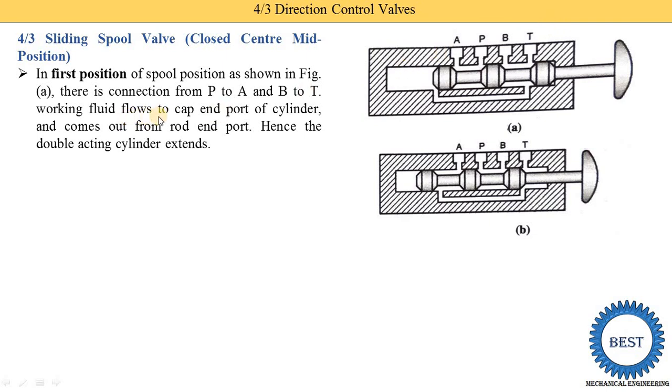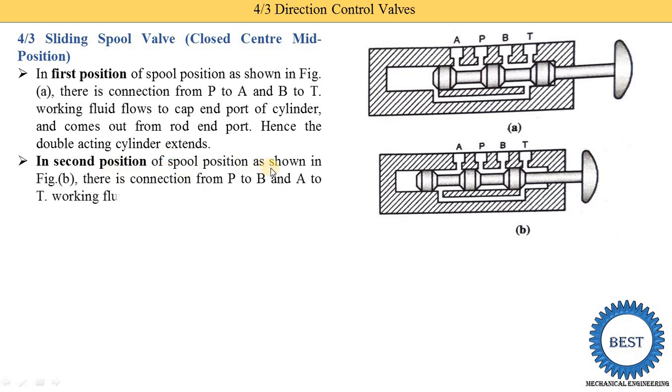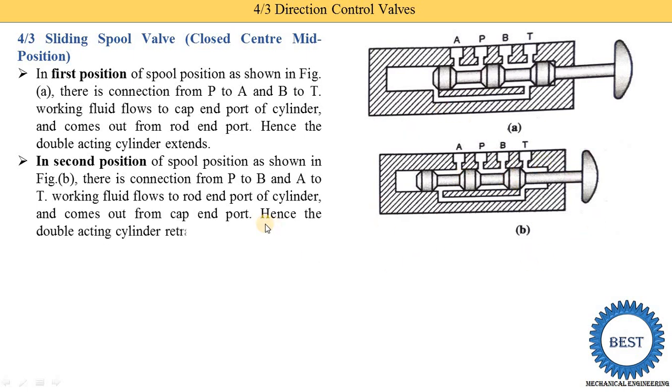So working fluid flows to the cap end port of the cylinder and comes out from the rod end port, and the cylinder extends. In the second position of the spool, shown in figure B, so this figure B indicates the second position, there is a connection from P to B.